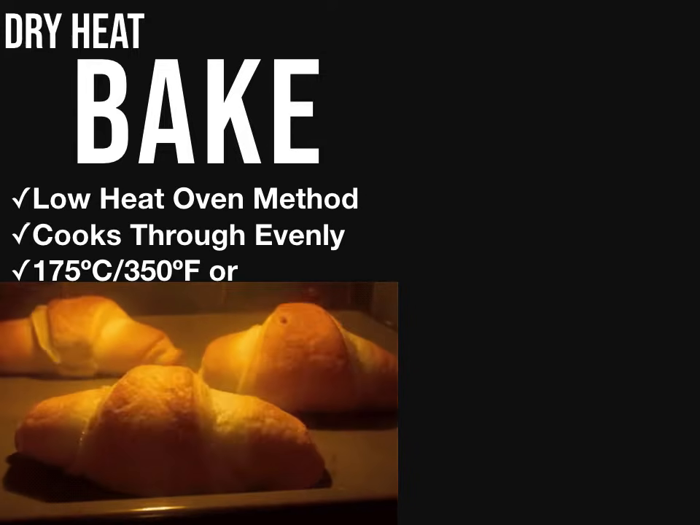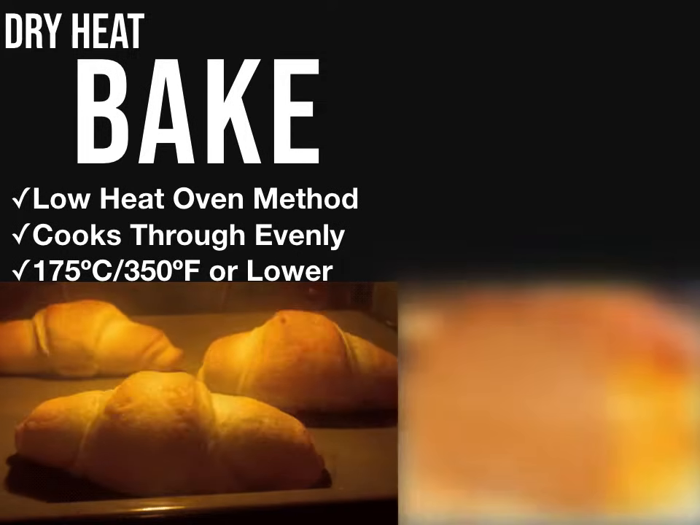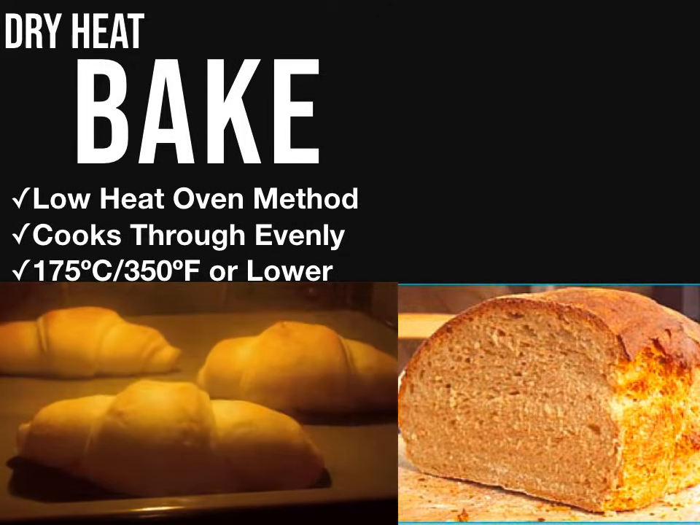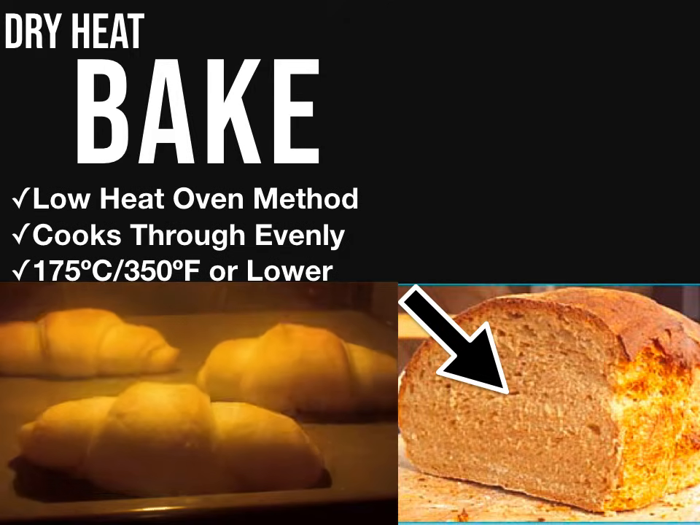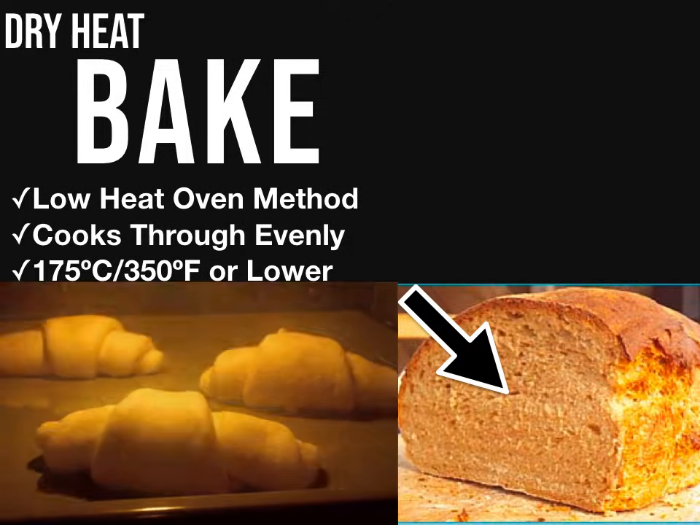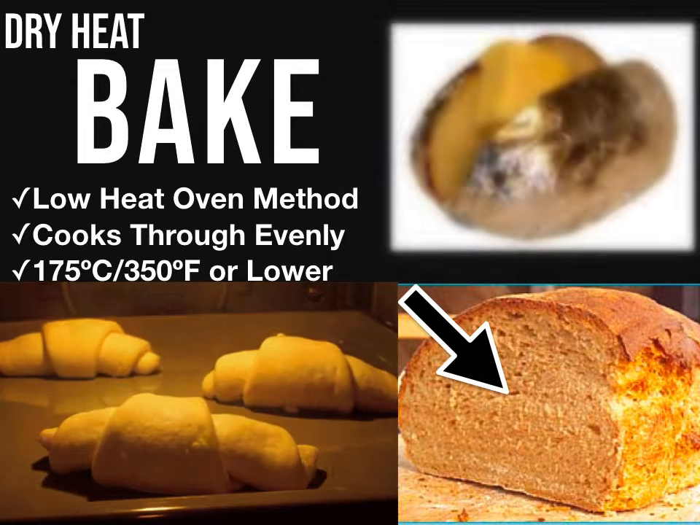Baking is done in an oven as well, but it's a low heat oven method, and it's done so that food will cook through evenly. We can see this loaf of bread here looks a lot like that roast I just showed you. Now, when we bake at a lower temperature, the bread cooks through evenly. If I put that loaf of bread, that dough, into an oven and roasted it, we'd have a burnt crust and a gooey center.